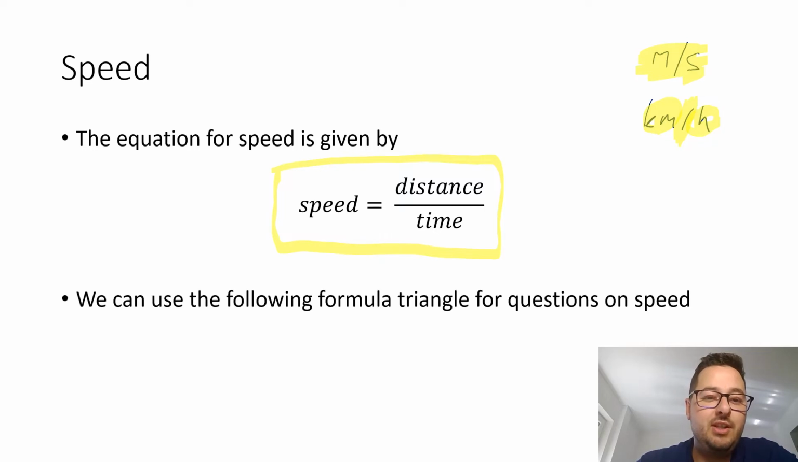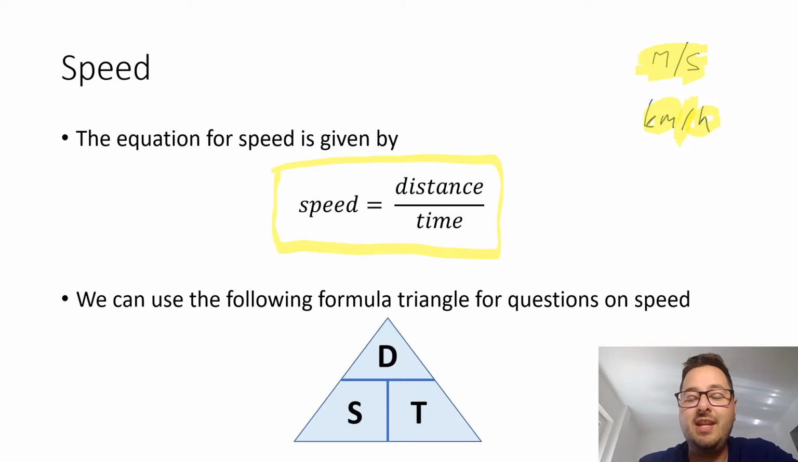Now what you can do is you can use the following formula triangle for questions on speed. So here's a thing that can help you remember it. So speed is distance over time, and we can use this formula if we want to find out other things as well. So instead of finding the speed, we can find the distance. And the way this works, and this is with all of these formula triangles, a lot of them are used in physics, is that this on the bottom is a times, and then if it's on the top and the bottom, then it's a divide.